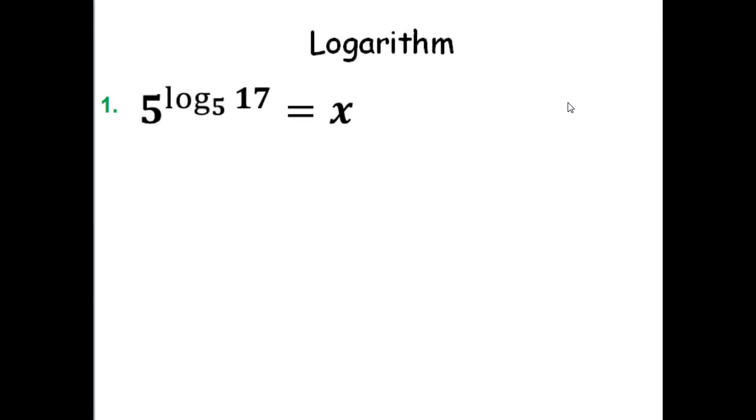On this particular one here, we're trying to determine what x is. And this one is a little bit different. The base of this is 5. This is all in the exponent, log base 5 of 17. So what we're going to do here is rewrite this one in logarithmic form. And that sounds kind of weird, but we will go ahead and convert it.